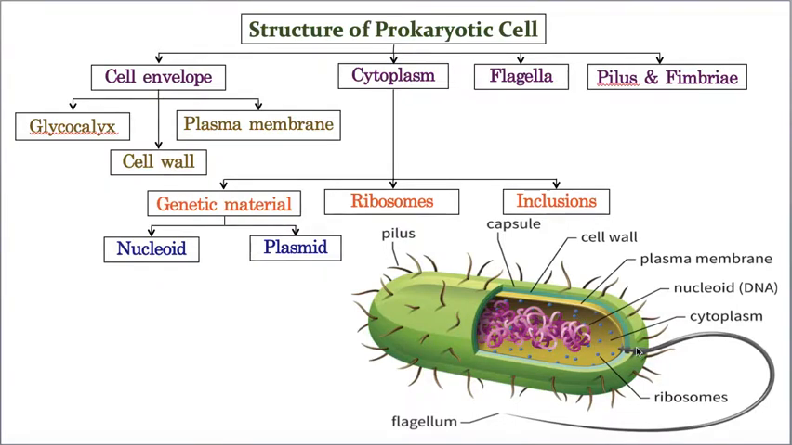In that you can see the genetic material also, this purple colored structure is called the genetic material, and it consists of flagella, and these bristle-like structures you can notice are called pilus and fimbriae. Again, if you take the cell envelope, it is divided into three parts. The first one is glycocalyx, the second one is plasma membrane, and the third one is cell wall. So these are the three parts included under cell envelope.